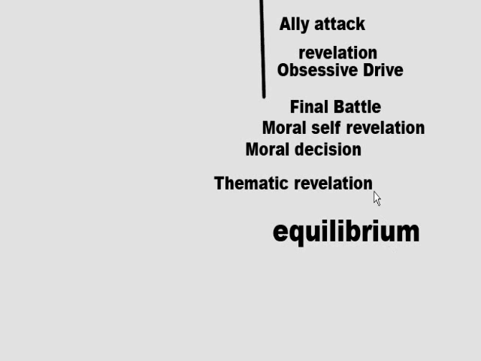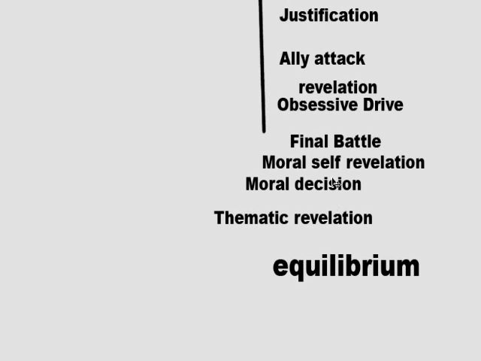Alright, now the final things that need to happen then is the final battle, the moral self-revelation, the moral decision, the thematic revelation, and equilibrium. Okay, what does this mean? These three don't have to happen in any particular order, but they do need to happen.